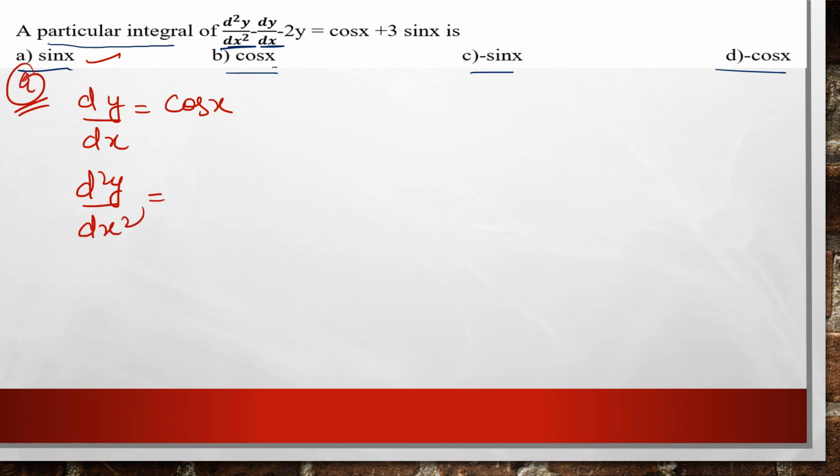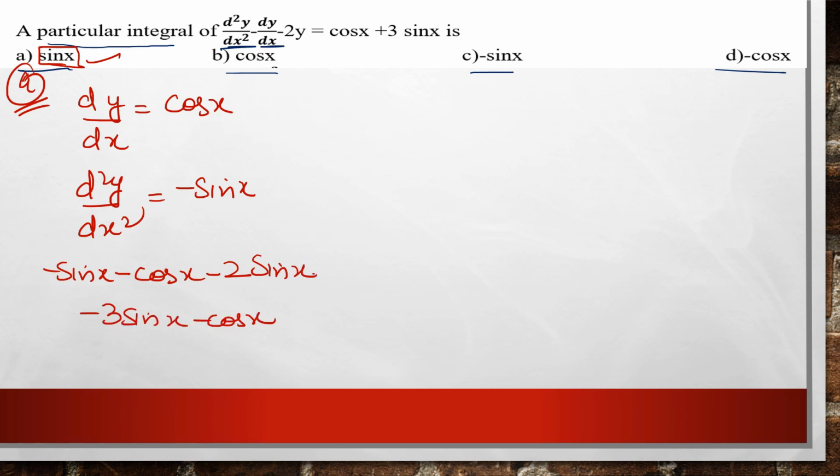For option A, I'm solving this: minus sin x. Now place the values: minus sin x minus cos x minus 2 times y. Y was what? Y is sin x. So what are you getting? Minus 3 sin x minus cos x. But we don't need negative, so that means this is incorrect.